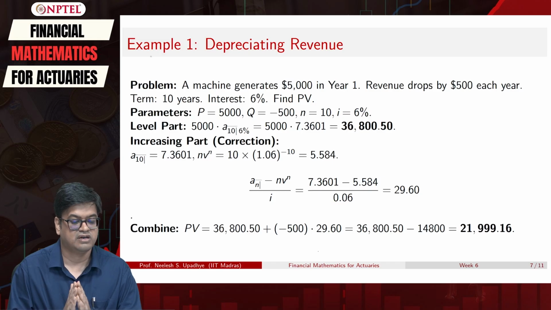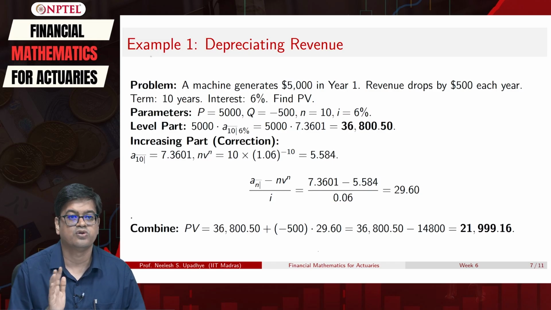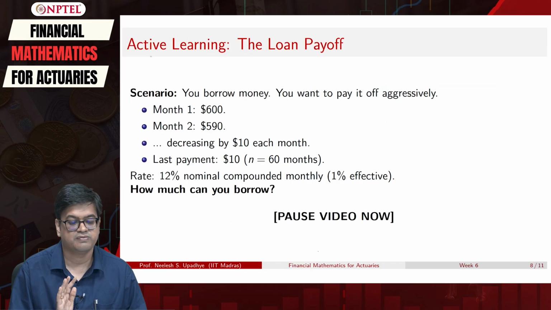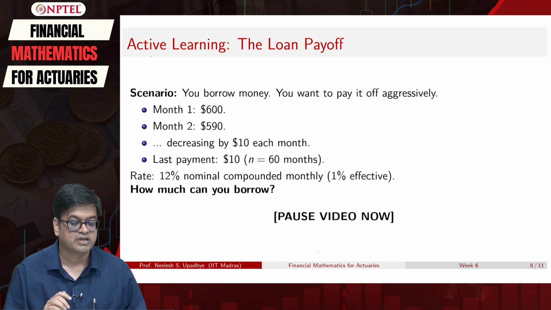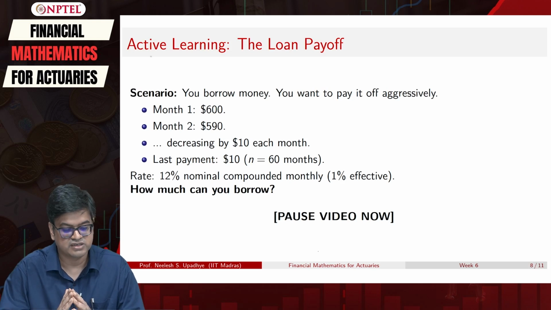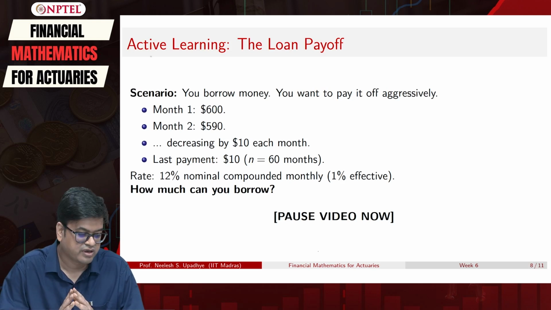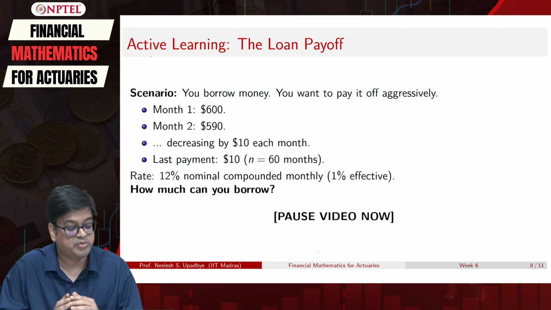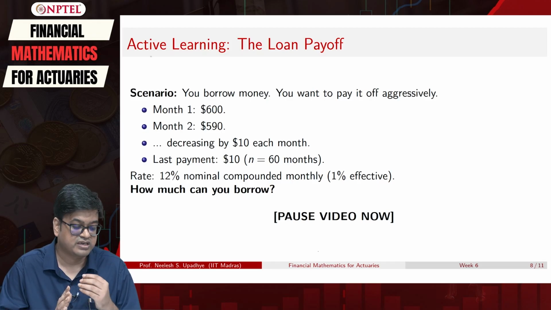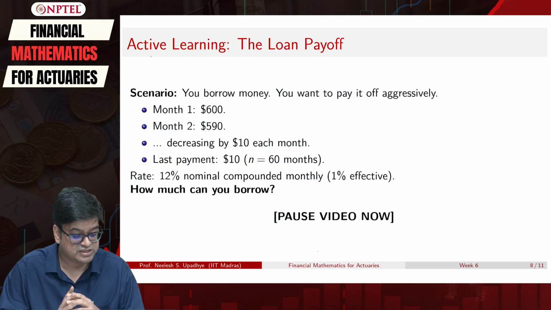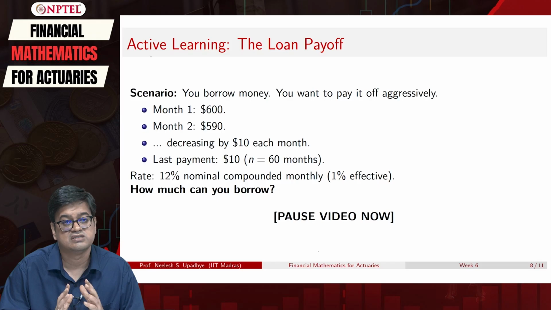Once you have done this, I have one exercise for you, which is the loan payoff problem, and it is part of our active learning. If you are borrowing money, you want to pay it off aggressively. This is a reducing balance loan, right. In month 1 you are paying 600, in month 2 you are paying 590, and you are decreasing by $10 each month. How long will the payment last? It will last for 60 months, which is 5 years, right.